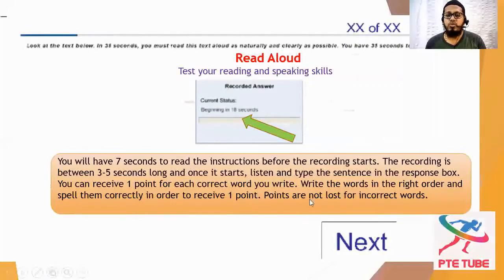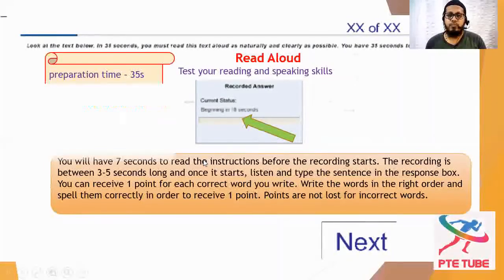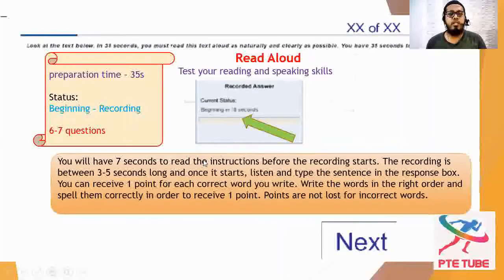The moment you finish, you are supposed to click the next button and wait for the next question. So on the day of examination, these are the things that you need to look for. Preparation time varies from 30 to 40 seconds. Typically, it is 35. Once this preparation time finishes, the status changes from beginning to recording. On the day of examination, these types of tasks would vary from 6 to 7. Okay, so you may get 6 to 7 questions.